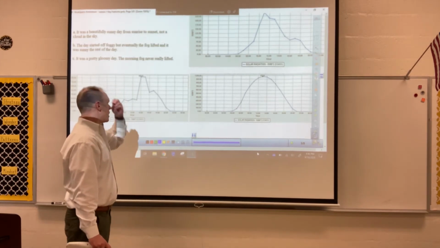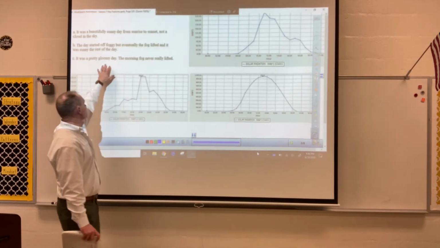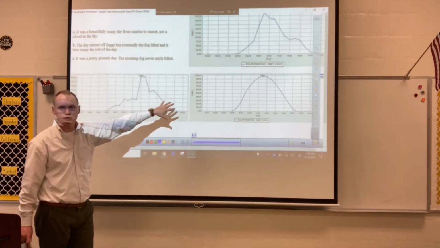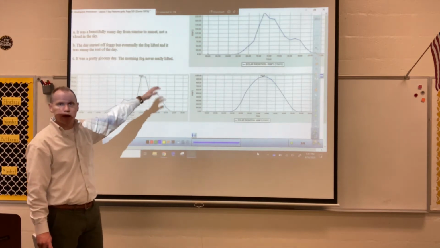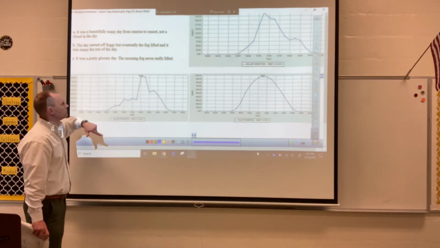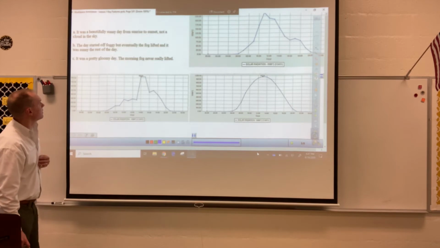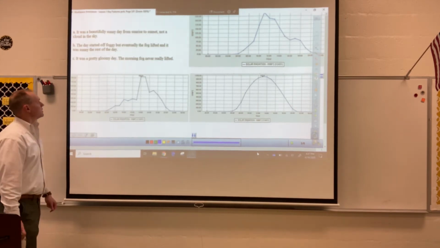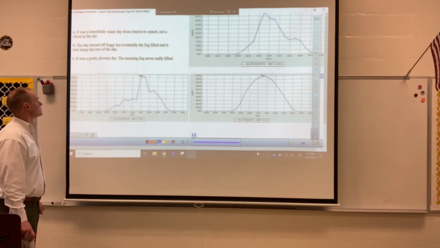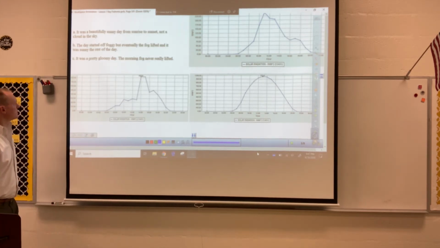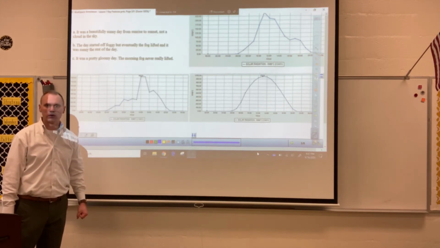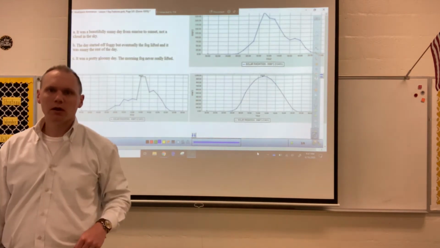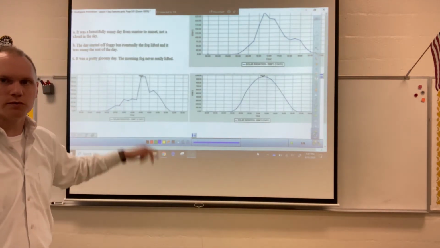So what I'd like for you to do is think for a moment, which of these situations map to these graphs? So it's like a matching activity here. So we've got A, it's a beautiful day from sunrise to sunset, not a cloud in the sky. B, the day started off foggy, but eventually the fog lifted and it was sunny the rest of the day. And C, it was a pretty gloomy day, the morning fog never really lifted. So take a moment and see if you can match up the situation with its corresponding graph.